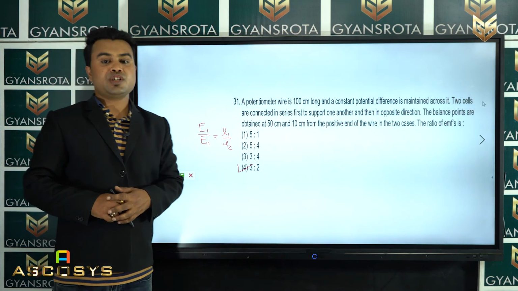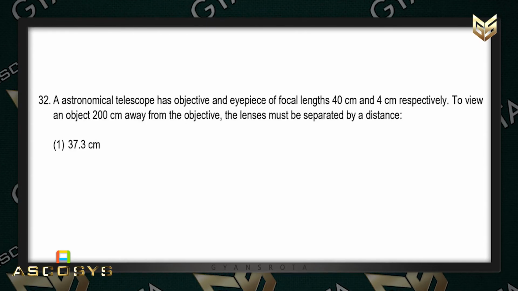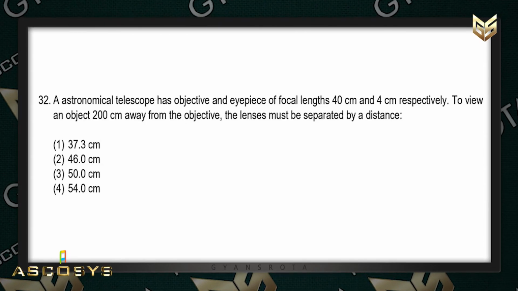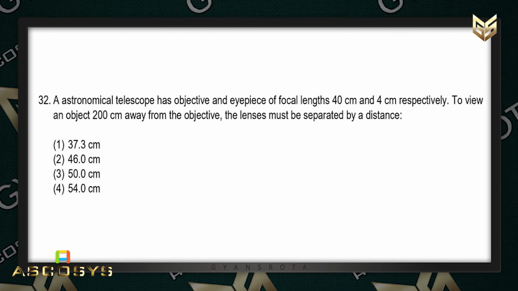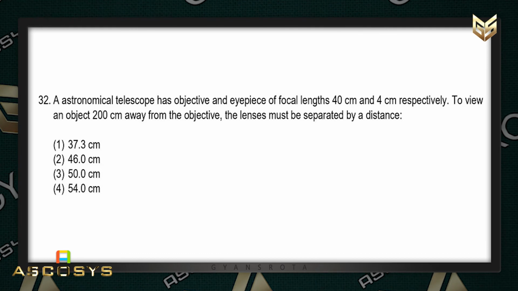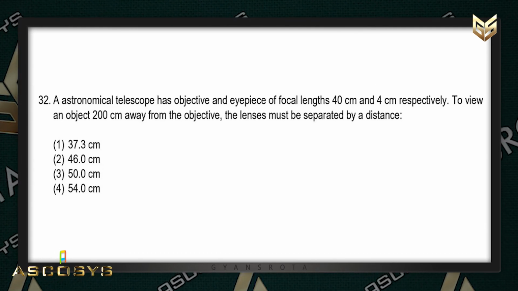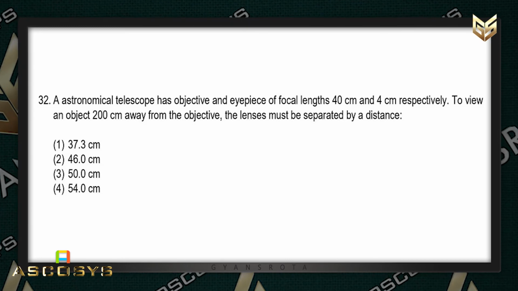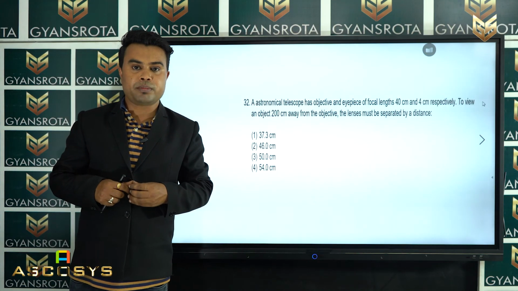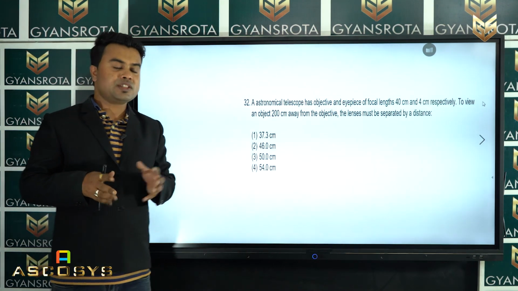Now let us move to the next question, that is question number 32. An astronomical telescope has objective and eyepiece of focal length 40 centimeter and 4 centimeter. To view an object 200 centimeter away, the lenses must be separated by a distance. So this is a question from the chapter ray optics and from the topic optical instruments. If you see there, you will find its formula.